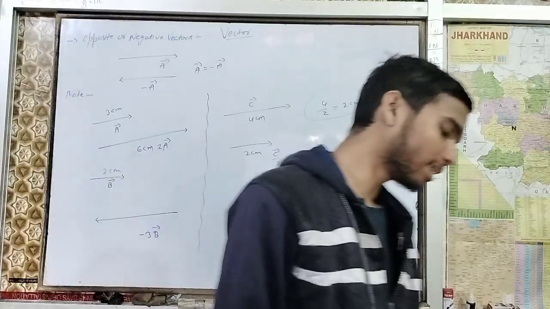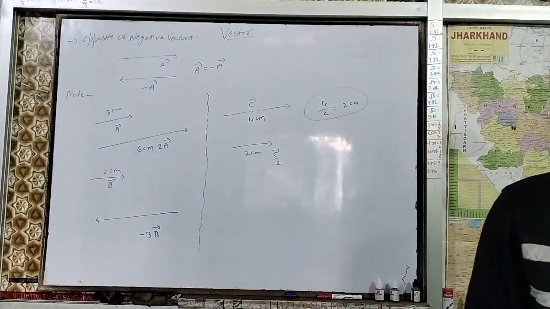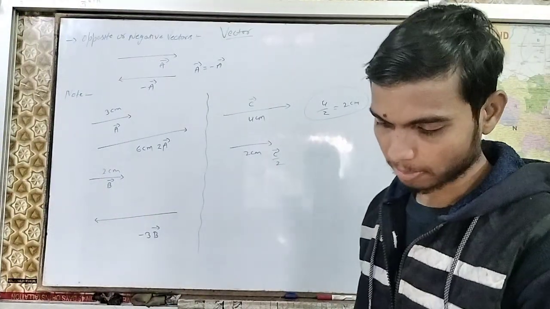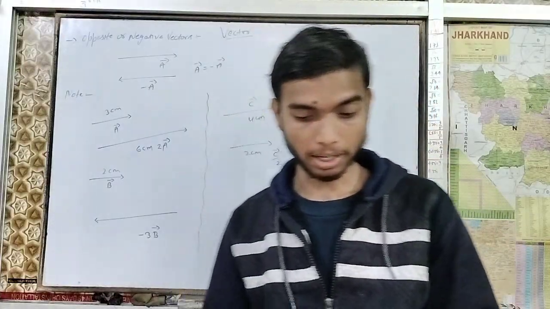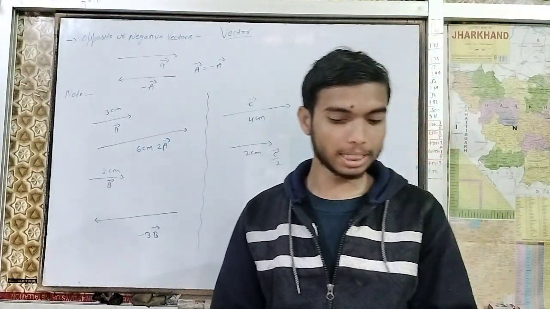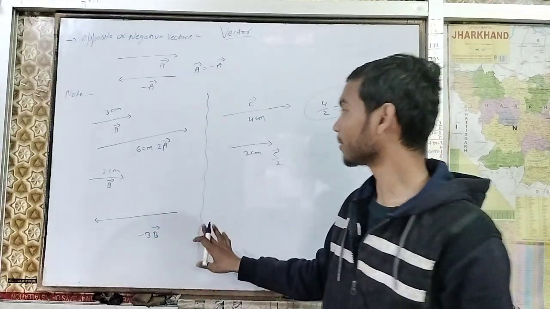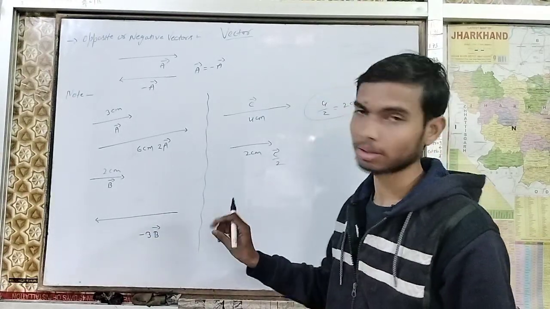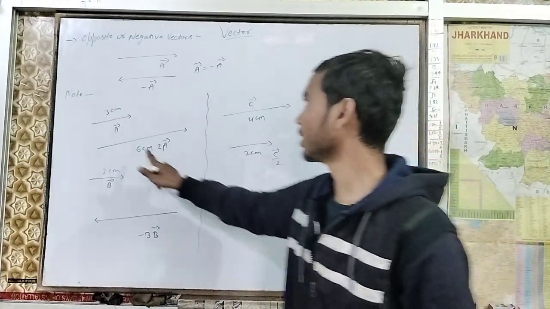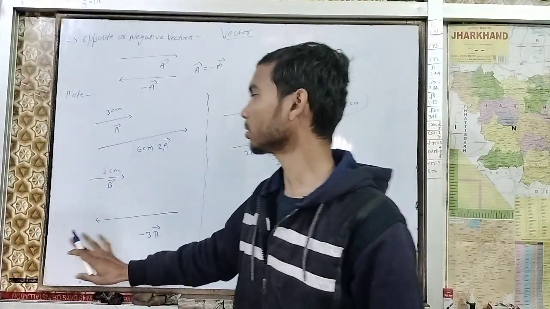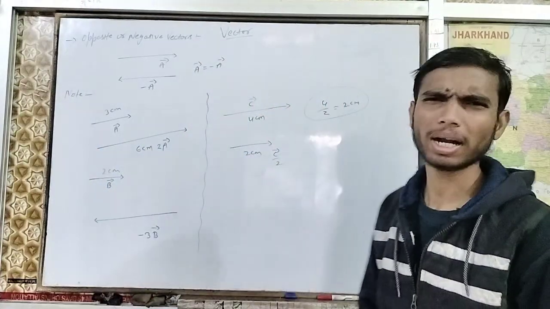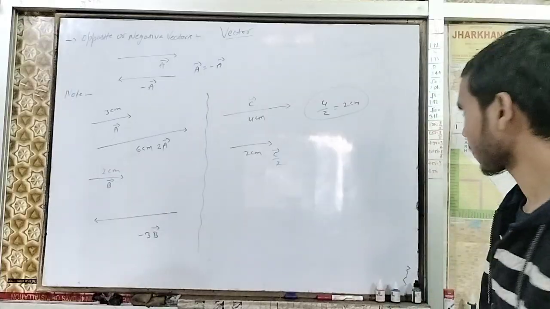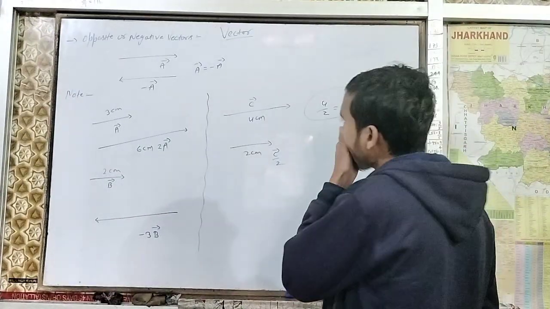Till here we are clear. Okay, next. If we multiply a vector by a real negative number, then its direction changes by 180 degrees. Here you can see theta is 0. Here you can see theta is 180 degrees, which is very basic.